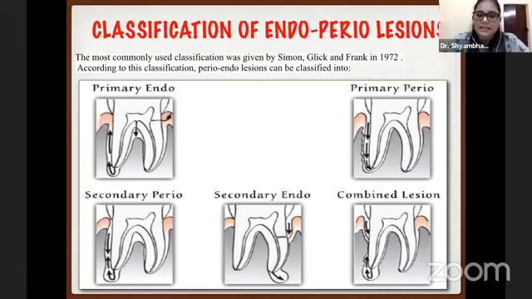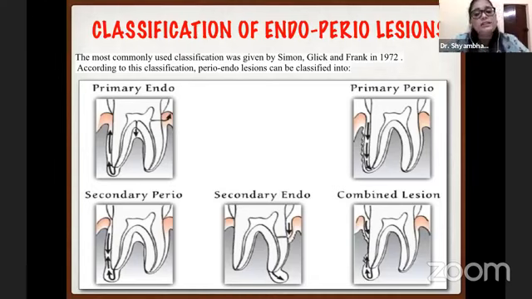Now coming over to the classification of endoperio lesions. Endoperio lesions were classified into five categories by Simon, Glick and Frank. This classification divides the lesions into primary endodontic lesions, wherein there is only involvement of the pulp, or primary periodontal lesions, wherein there is only involvement of the periodontium. Secondary periodontal lesion, wherein there is involvement of the endodontic lesion. A primary endodontic lesion has formed, and because of the anatomical or pathological pathways present in the tooth structure, the infection has been transmitted to the underlying periodontium, and secondary periodontitis has developed.